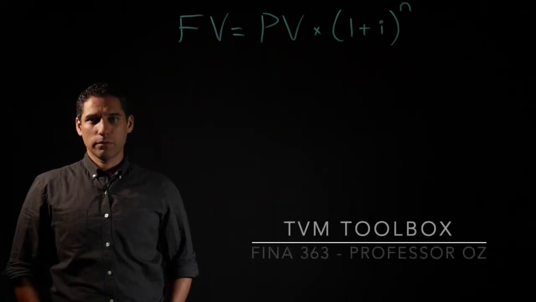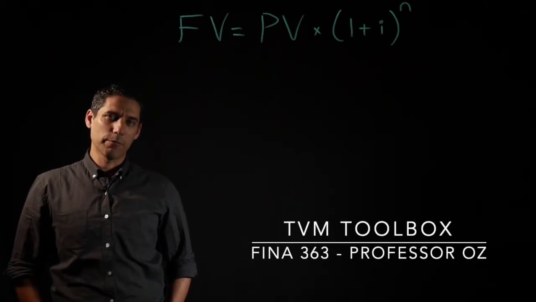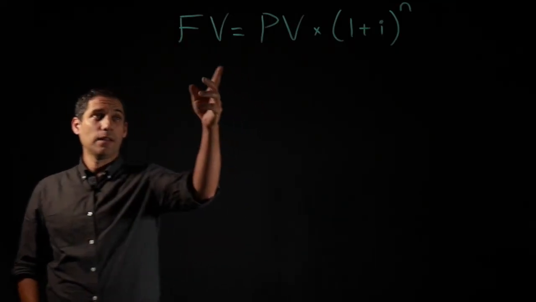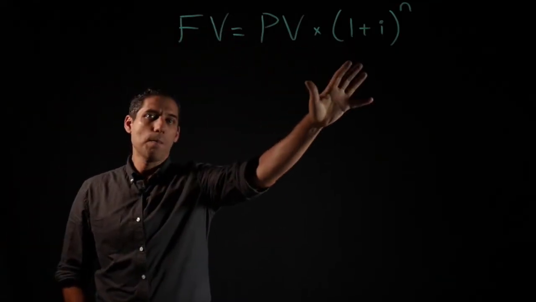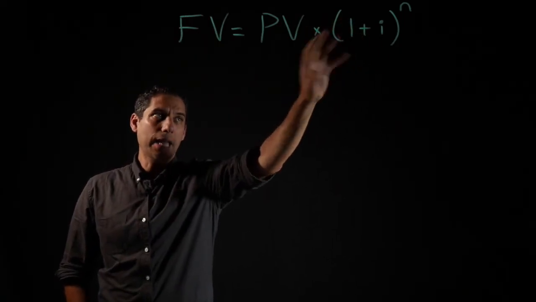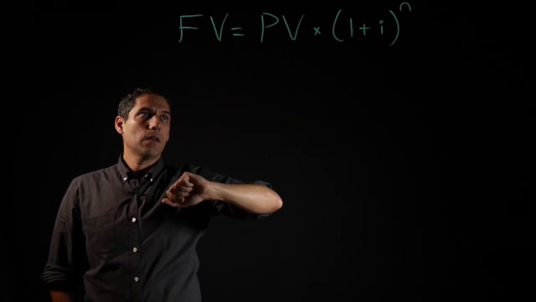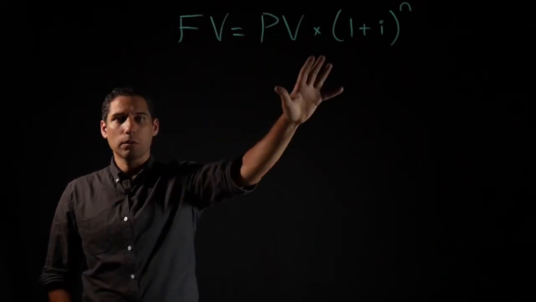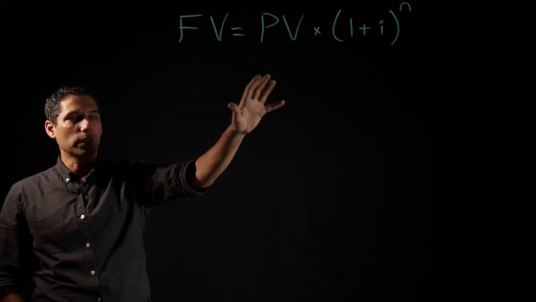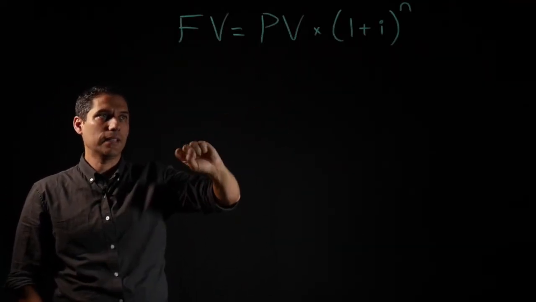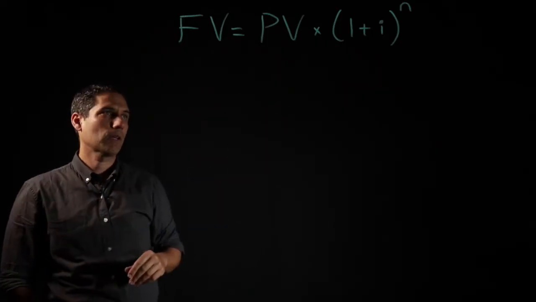We have our first tool in our time value of money toolbox: the future value of a single cash flow formula. Present value times 1 plus the interest rate raised to n, being the time. Lots of things will build on top of this formula, so this is key, very important for us. Let's spend some time talking about this and see how powerful it is.